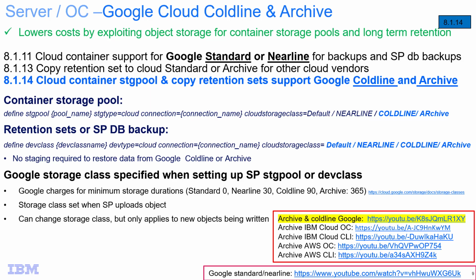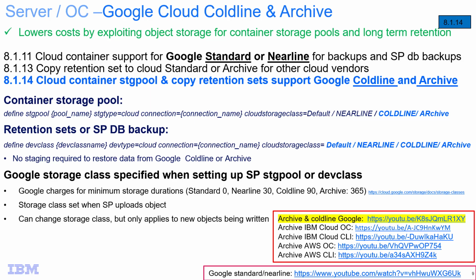The next new feature extends our Google Cloud support to include Coldline and Archive. So back in 8.1.11, we introduced cloud container support for Google Standard and Nearline for both our backups and our Spectrum Protect database backups. In 8.1.13, we introduced the ability to copy retention sets to the cloud for Standard and Archive, but those were for other vendors. So now in 8.1.14, we're extending both our container storage pool and copy retention set support and our database backup support to support Google Coldline and Archive.